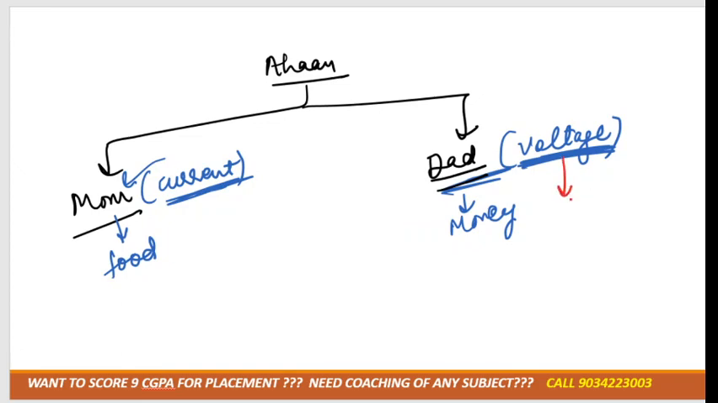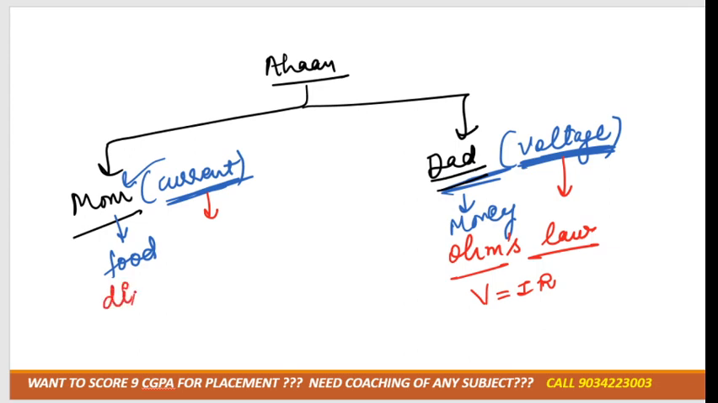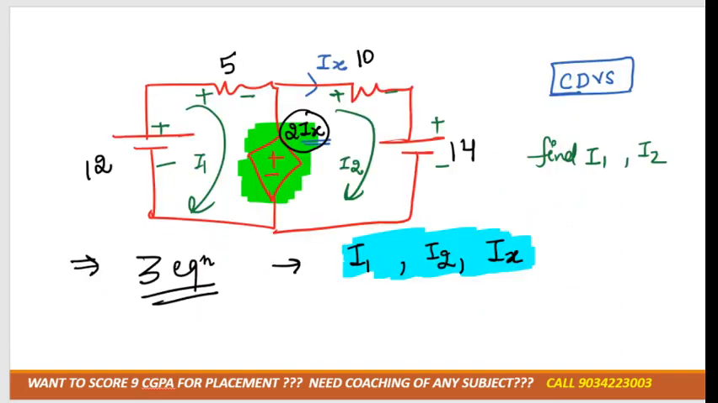Now see, if you are depending on your dad, meaning it is depending on voltage, then you always have to apply Ohm's law. As you know, Ohm's law is V equals I multiplied by R. But if you're depending on the current, then you have to make the direct equation from the current source. Clear?